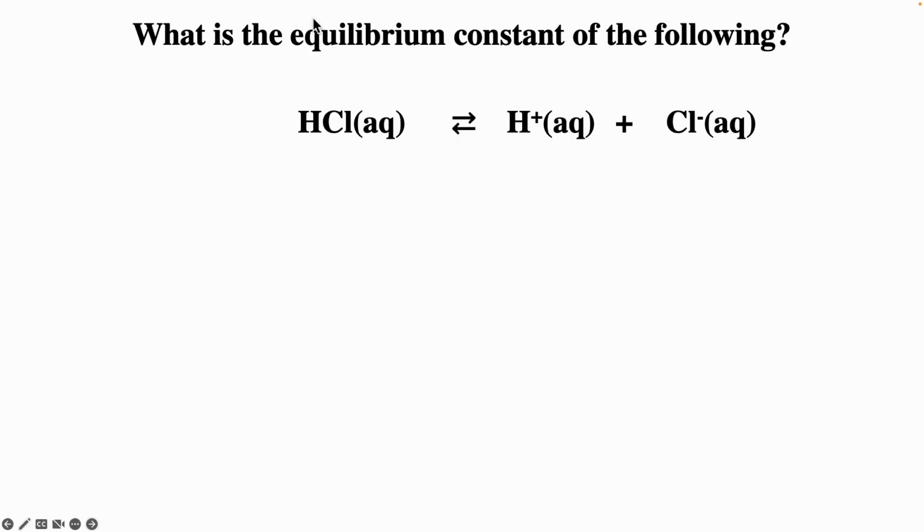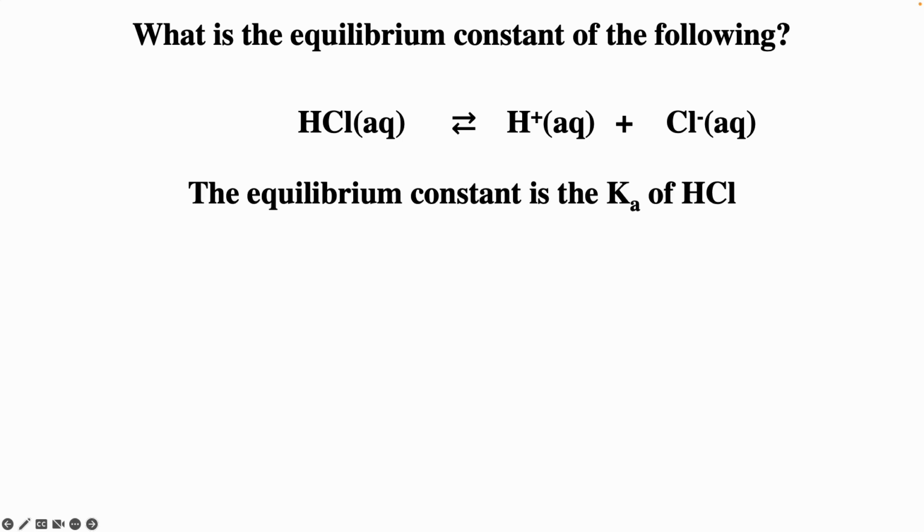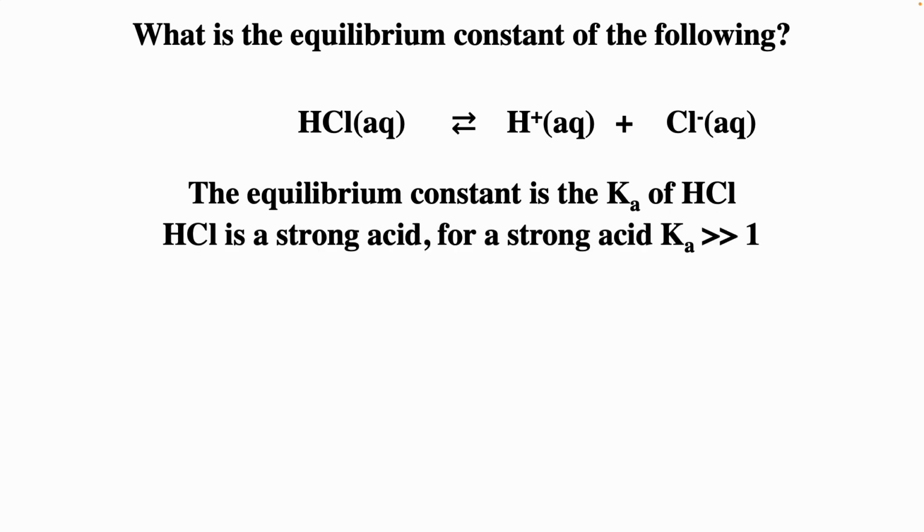So what is the equilibrium constant for the following? So HCl goes to hydrogen ion plus chloride ion. And so again, we see we have that hydrogen ion as a product. And so that must make us think about Ka. Now, if we look on the other side, it's going to be Ka of HCl. Now, hopefully you remember that HCl is a strong acid. So the Ka of HCl is going to be really, really large. Again, we can often treat it as infinite.